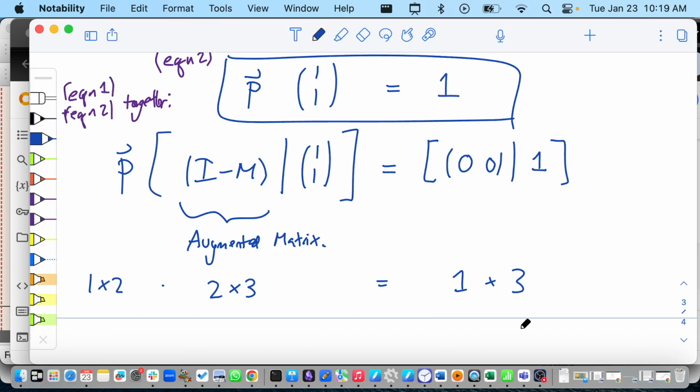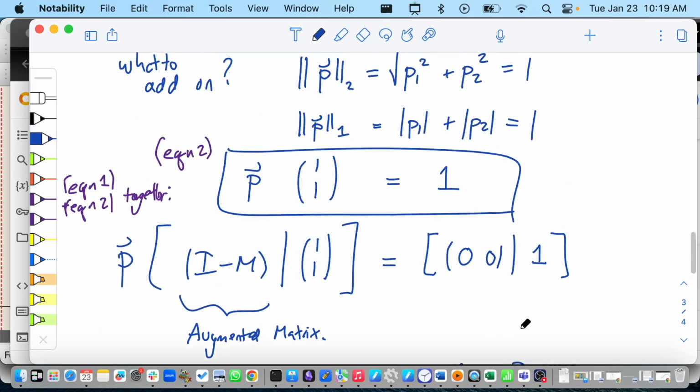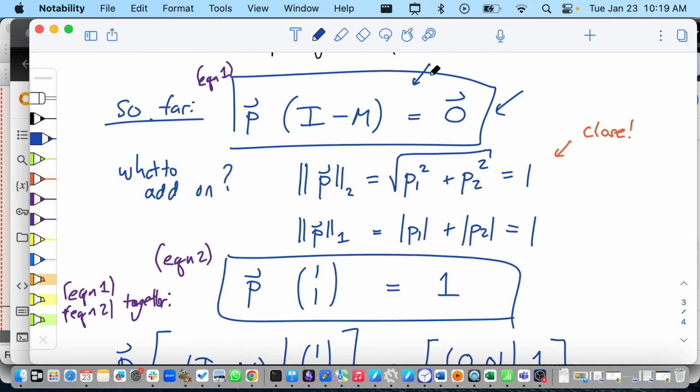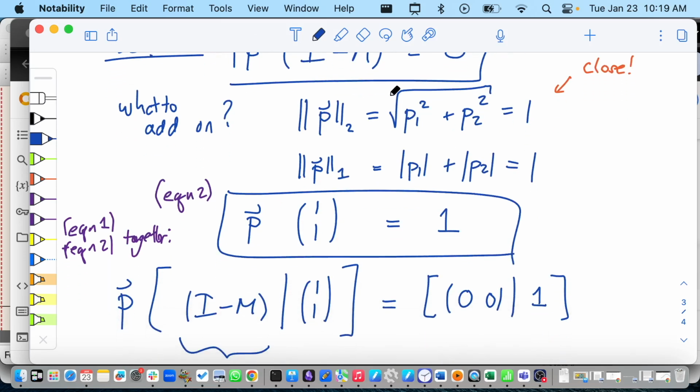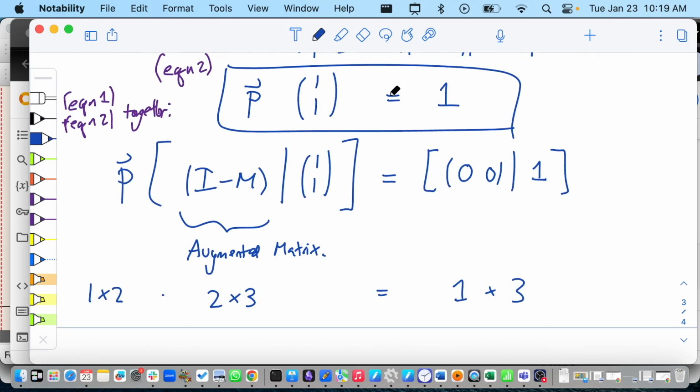Okay, and if you loved linear algebra class, you can see what's happening. The original equation we had, even though this is a 2 by 2 matrix, is a rank deficient matrix. I minus M is only rank 1, and that is why there is a whole one-dimensional system of solutions to equation 1 on its own. When you add equation 2, you've increased the rank by 1. So when you go to solve this, this 2 by 3 matrix is rank 2, and you'll have a unique solution to this augmented matrix system.